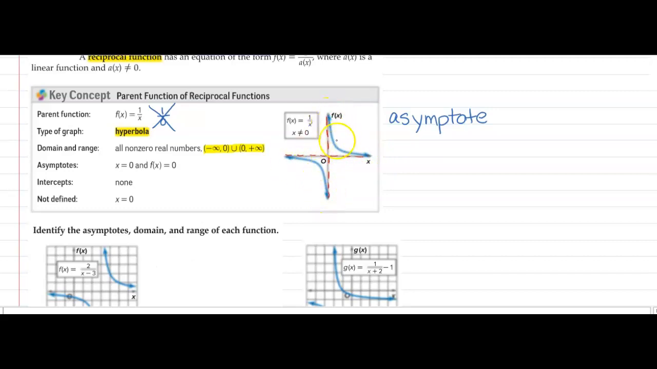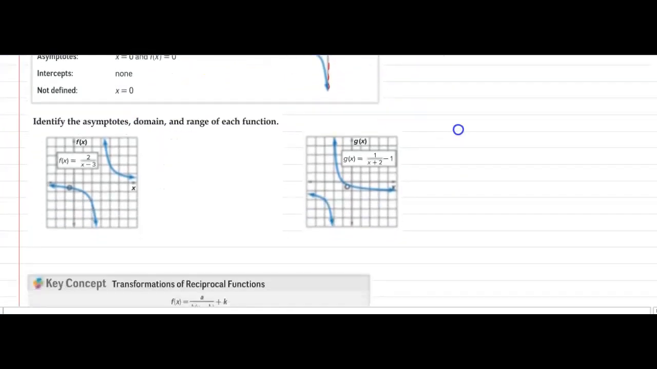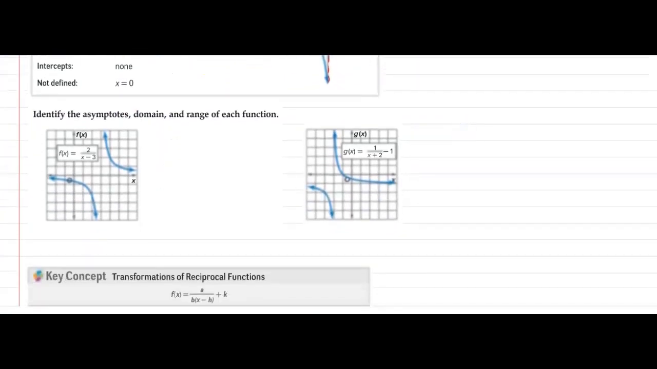It has two pieces to it, one branch up here and one branch down here. There are no intercepts because it's not going to cross x or y, this parent function. And where is it not defined? Well, like we said, at x equals 0. So let's practice with a couple other examples, finding the asymptotes, the domain, and the range.